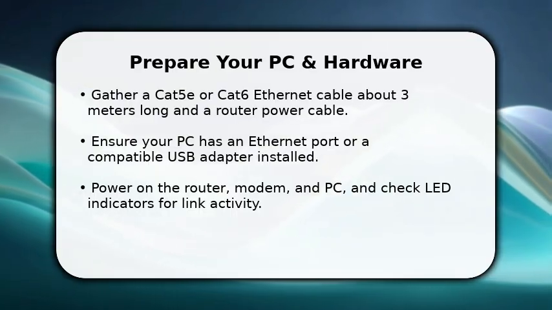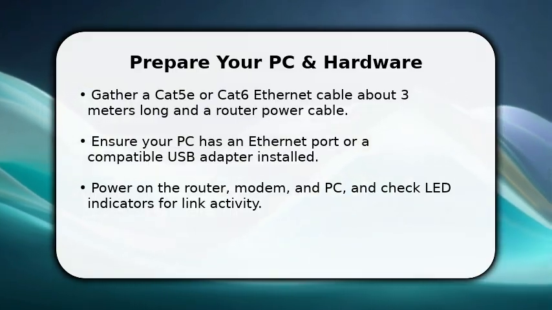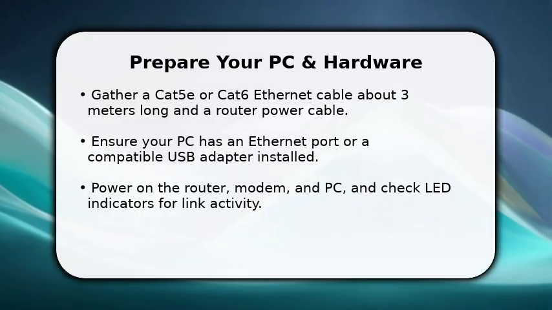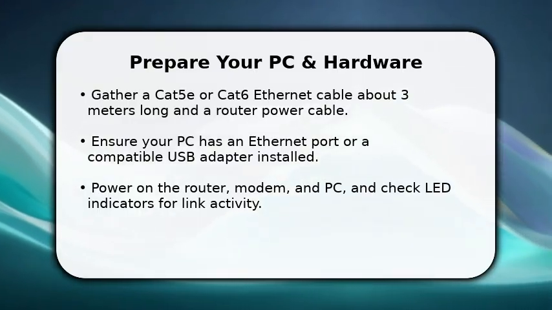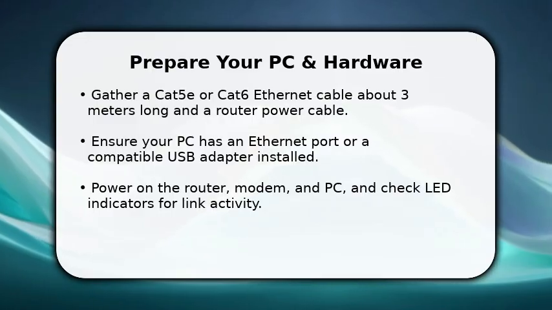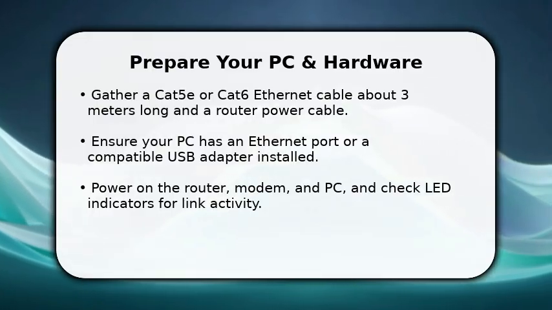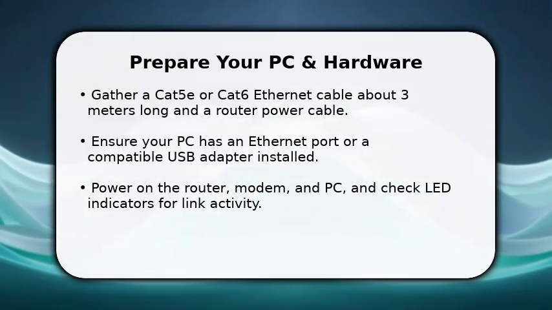Place the router near your PC and a broadband modem. Plug the modem into the wall power and connect the router to the modem using the WAN port. Power on the modem and wait for stable LED activity before proceeding to the PC.